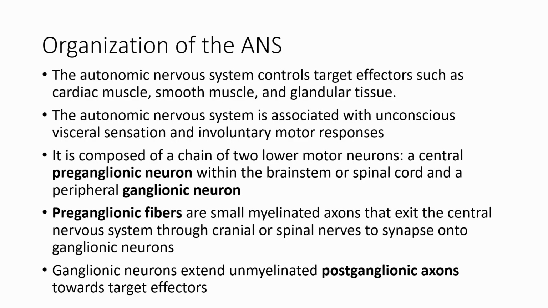And then the ganglionic neuron is the one that will extend from there to come into contact with whatever the effector is. The preganglionic fibers are small myelinated axons, so we have that myelin sheath, and they exit the central nervous system either through a cranial nerve or a spinal nerve. So we'll see this system using both the cranial nerves and the spinal nerves, and then they synapse with those ganglionic neurons to whatever body part needs to be talked to. The ganglionic neurons have an unmyelinated postganglionic axon, and that's what comes into contact with our target effectors.